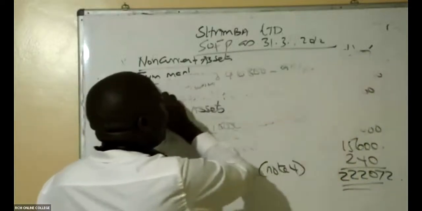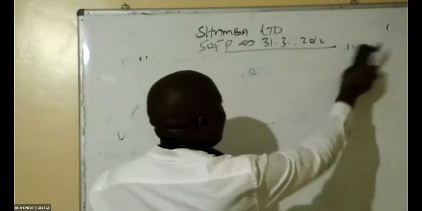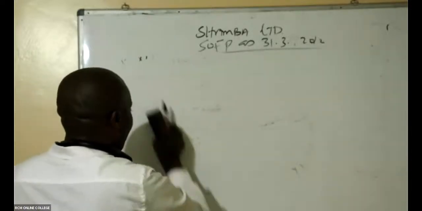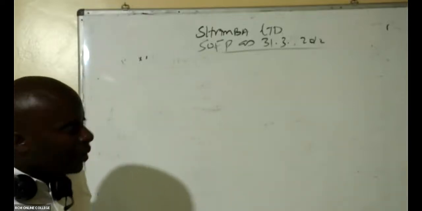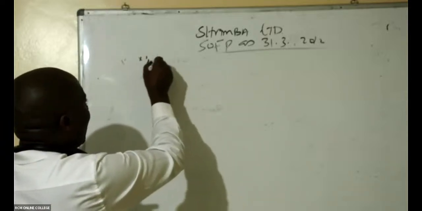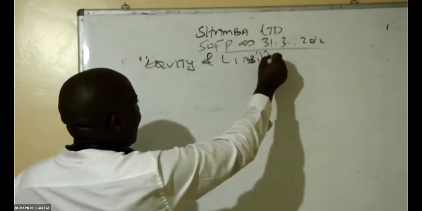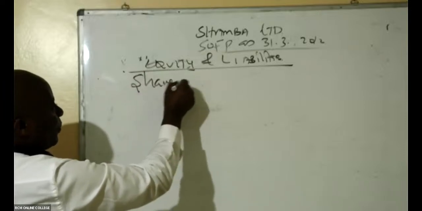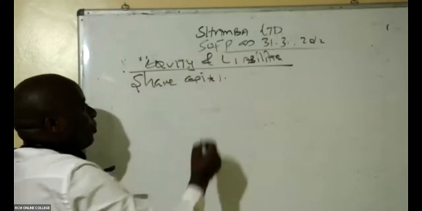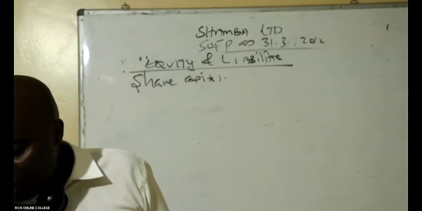So please allow me to grab this, and then I'll be able to come here and add a column for equity and liabilities, a column now for the financing by equity and liabilities. Then we have the share capital. We start with share capital. Please go to your trial balance and pick the share capital.